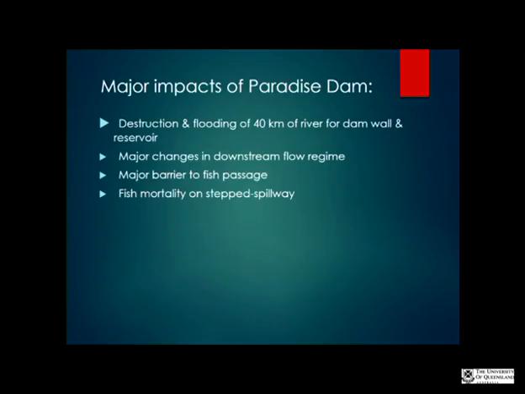So, we've had some very major impacts from the dam. Obviously they had to destruct and flood 40 kilometres of river to make the dam wall and the reservoir, major changes in the downstream flow regime, major barrier to fish passage up and downstream, and we've got fish mortalities from that stepped spillway in terms of them being injured during releases.